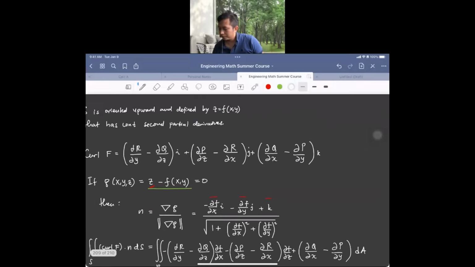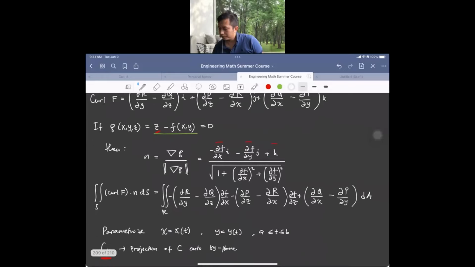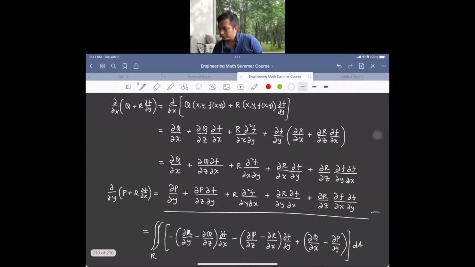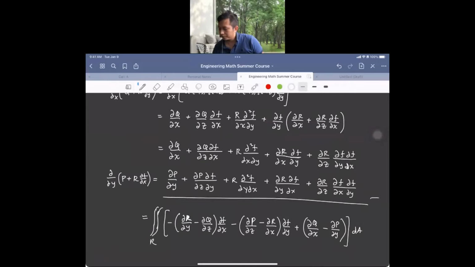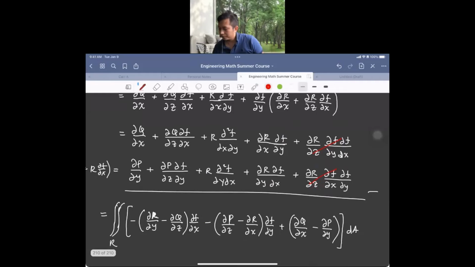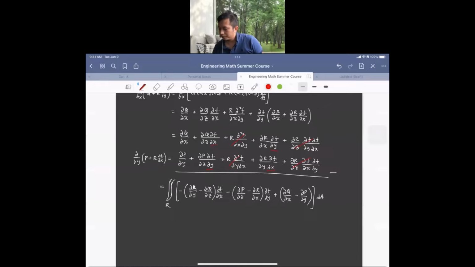Alright, this last expression is the same as what we have here. If we look here, you see that this cancels, right? And this is also cancelled. The rest is just grouping the df dx, df dx, and df dy, df dy.